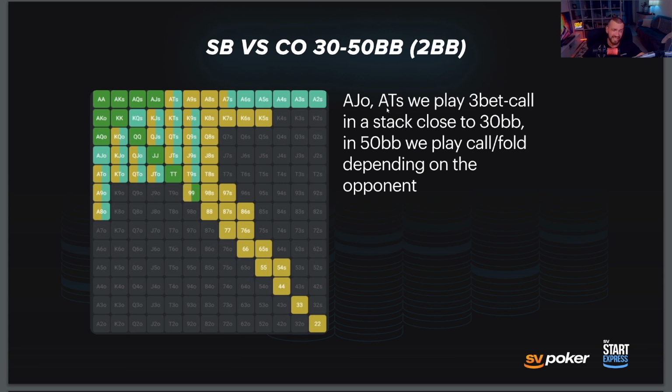So if the stack size is close to 30 big blinds, you can go and cold jam with Ace-10 suited and Ace-Jack off-suited, because opponents can be jamming wide in 30 big blinds and your hand will be enough. But pay attention to the type of the opponent. If you know that this is a very nitty opponent, be careful and avoid calling the jams, but against regular players you can do these calls.